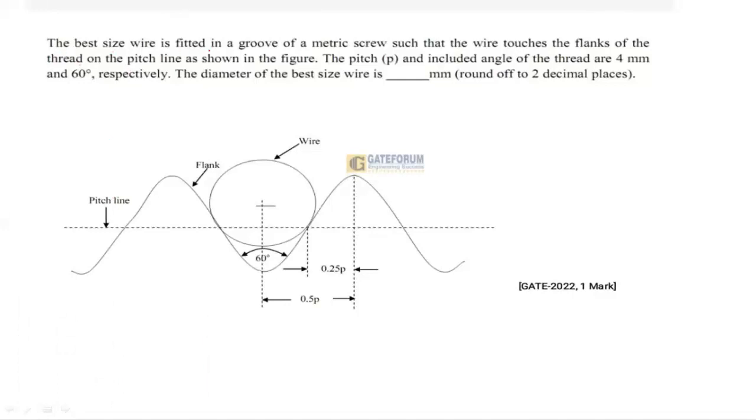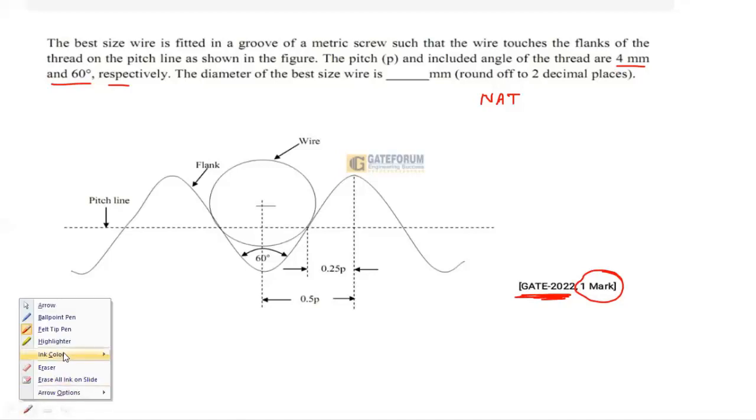The best size wire is fitted in a groove of a metric screw such that the wire touches the flank of the thread on the pitch line, as shown in the figure. The pitch P and included angle of the thread are 4 mm and 60 degrees respectively. The diameter of the best size wire is ___ mm. Round up to 2 decimal places, my dear friends. That is a NAT question, numerical answer type. That question was asked in GATE 2022, and it has a weightage of 1 mark, my dear friends. And that is taken from the threads, metric thread.